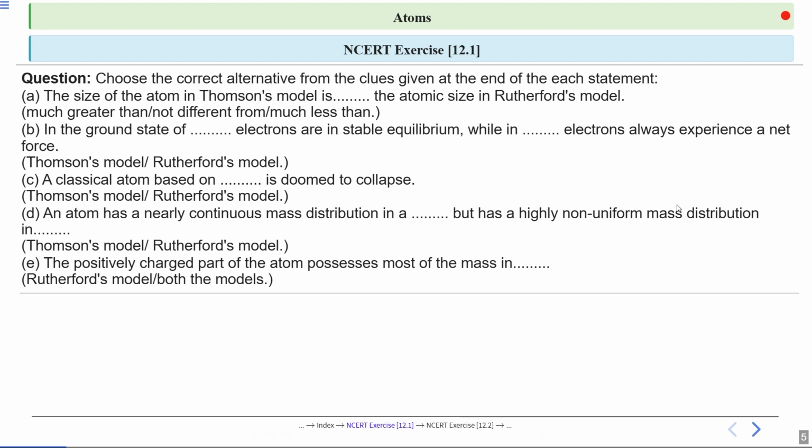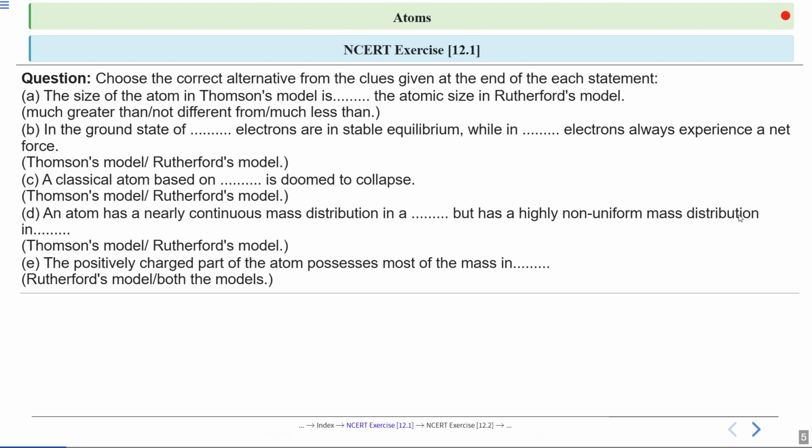These questions test your understanding of key concepts: first, what each atomic model proposed about the arrangement of electrons and positive charge. Secondly, how the model explains stability and mass distribution inside the atom, and which model predicts certain physical behaviors, like whether electrons are in equilibrium or if the atom would collapse according to classical physics.